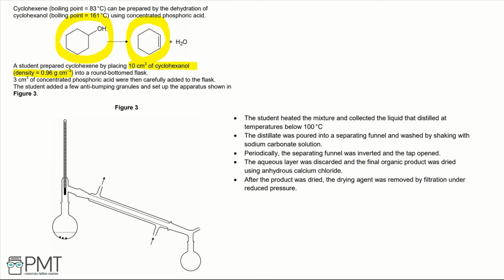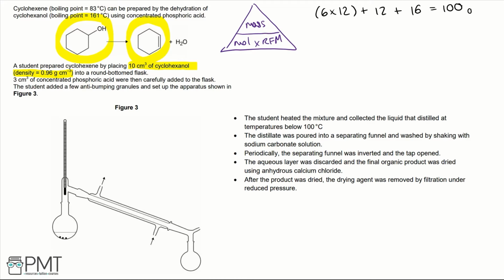The equation triangle we're going to use in this question is where we have mass is equal to moles times the relative formula mass. So the first thing we need to do is work out the relative formula mass of cyclohexanol and cyclohexene. So if we start with cyclohexanol, that's going to be 6 times 12 plus 12 plus 16, which equals 100 grams per mole. Then if we do cyclohexene, that's going to be 6 times 12 plus 10, which equals 82 grams per mole.